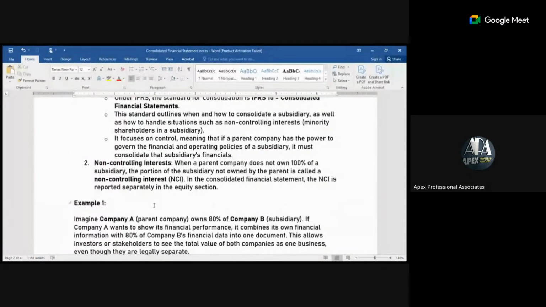When you hear in the journey of our class, you hear us say NCI, it means non-controlling interest. And when we talk about NCI, we are referring to the subsidiary. The subsidiary has a percentage share holding of that company. So let's say 20%, let's say 30%. That 20% is referred to as the NCI. That 20% is referred to as the non-controlling interest.